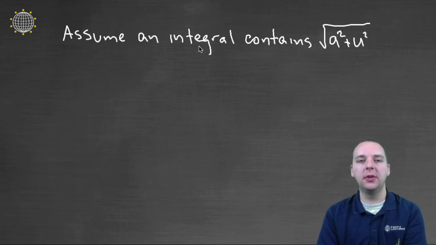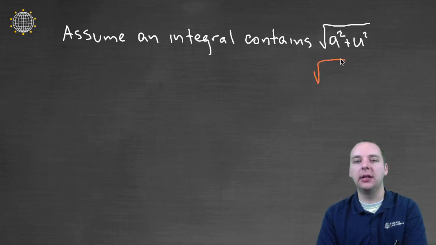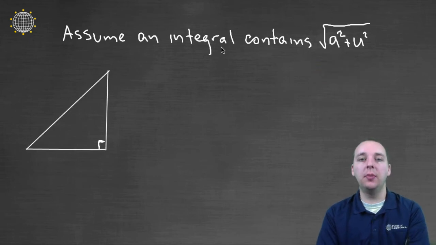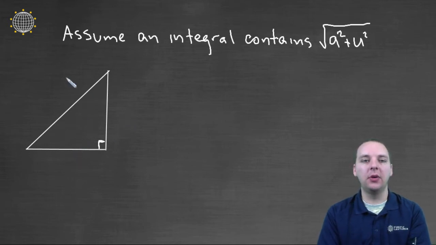All right, so let's assume that our integral does in fact have an expression that looks like this. It could be something as simple as the square root of 25 plus x squared, for instance. If you have an integral with something like this in it, it very well may call for trig substitution. Remember, our idea in the last video was to write this as one of the sides of a right triangle, and then using the Pythagorean theorem, we can figure out what the other two sides should appropriately be.